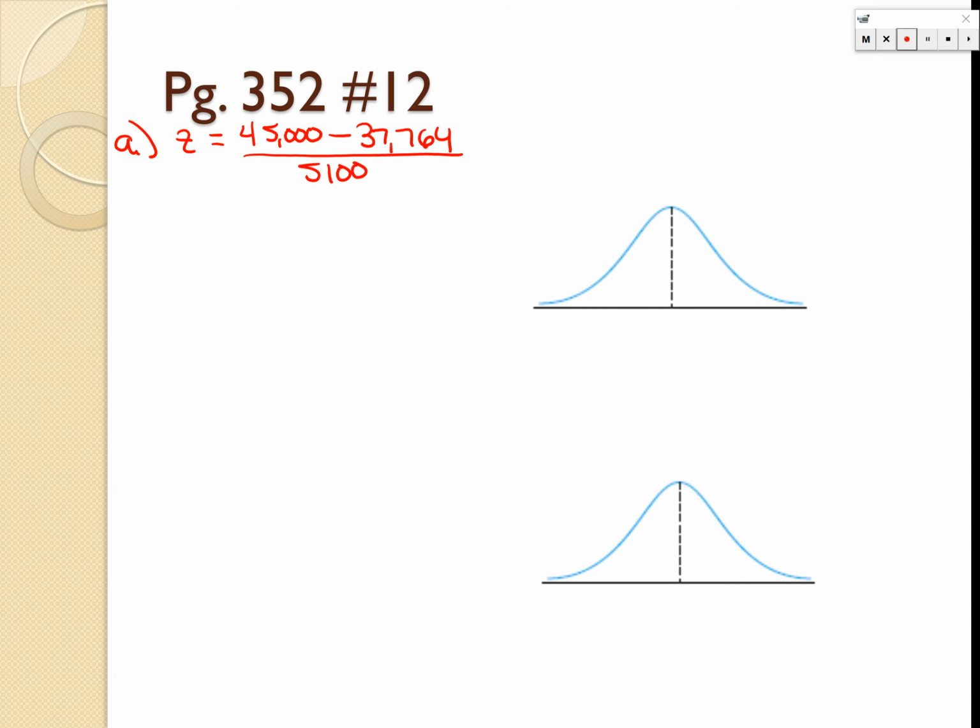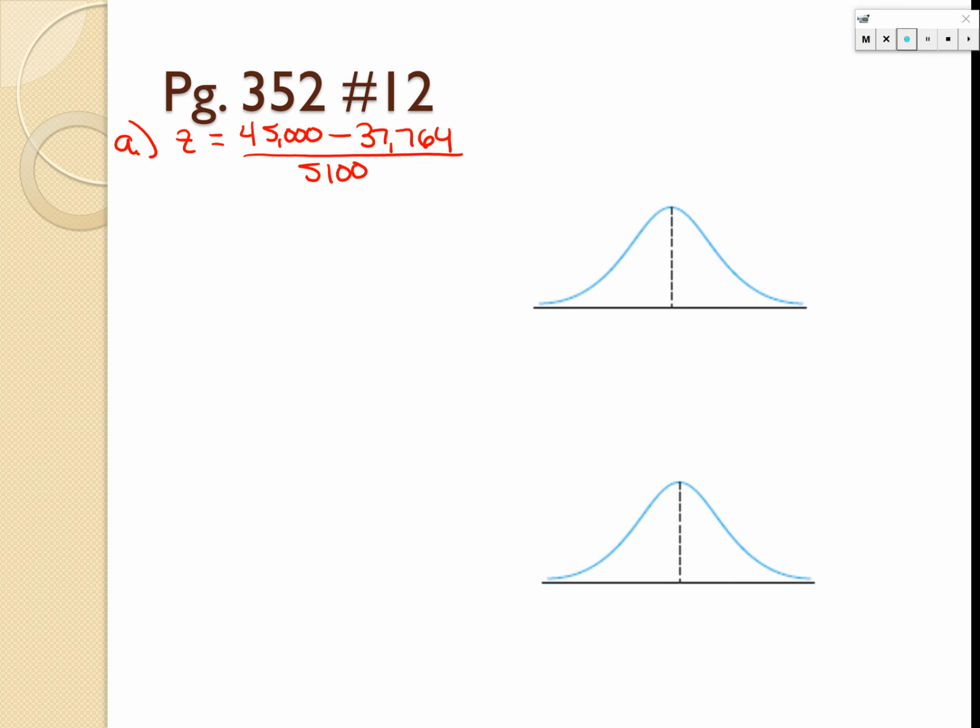If it just wants to know if we're going to have a salary greater than $45,000, there's no mention of a sample, there's no mention of a mean. I just want to know for $45,000, a single data value. That's what we've been doing. So let's draw our picture.